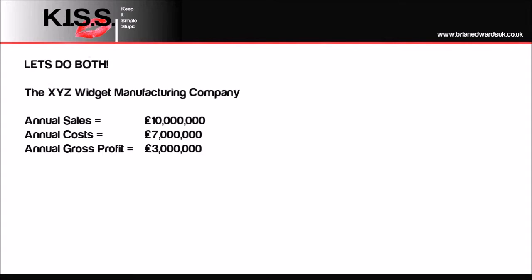So if we examine the XYZ widget manufacturing company, we'll see that it has annual sales of 10 million. It's got costs of 7 million and therefore an annual gross profit for selling all of its widgets at £3 million.